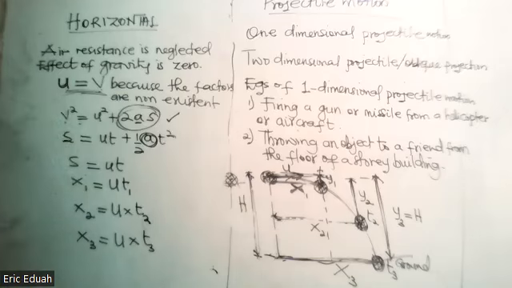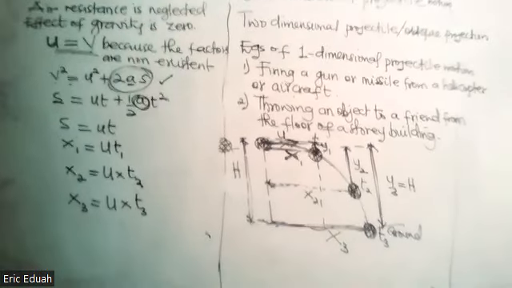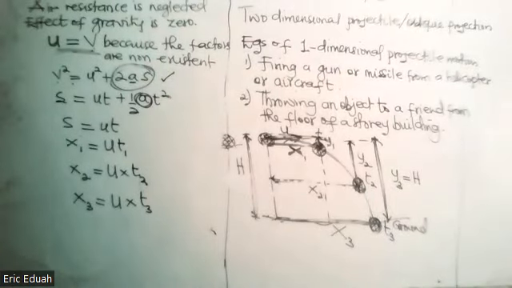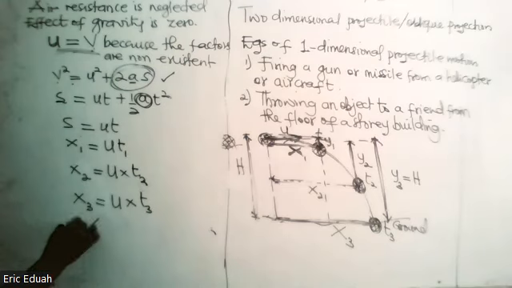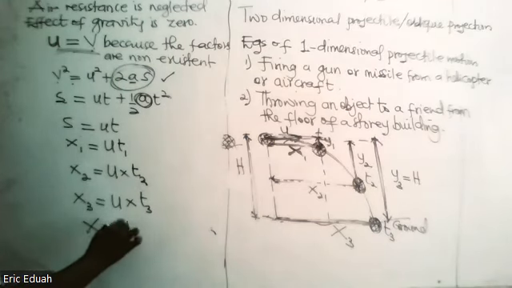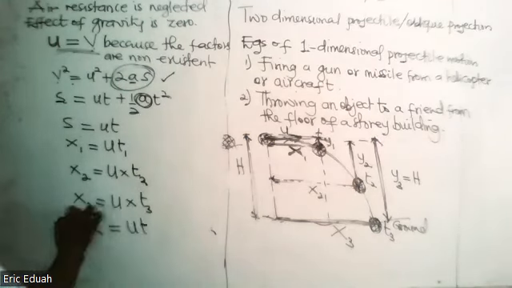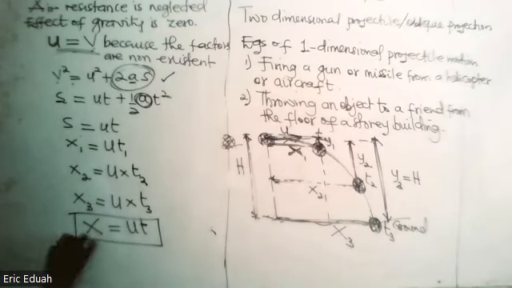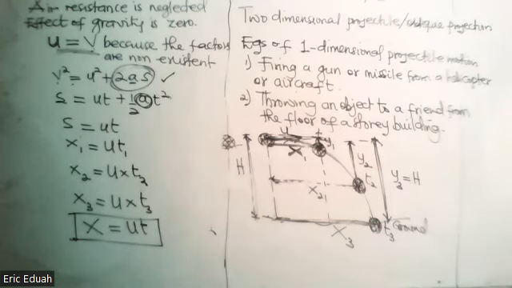So generally, for one-dimensional projectile motion, whenever you are looking for a horizontal distance covered, x must be equal to u times t.